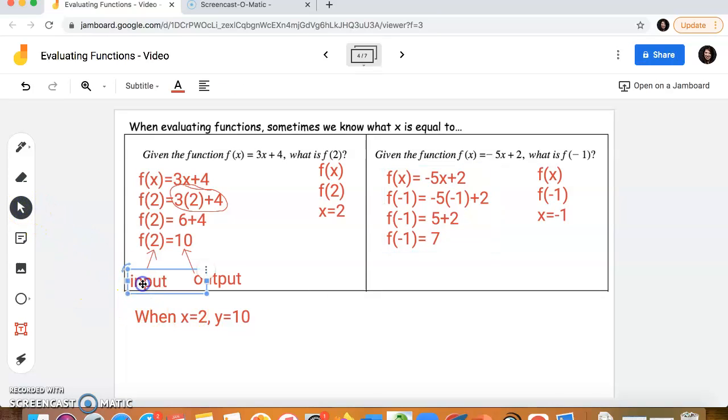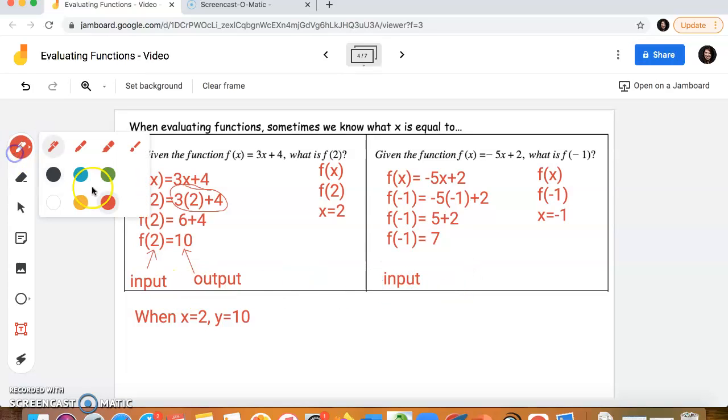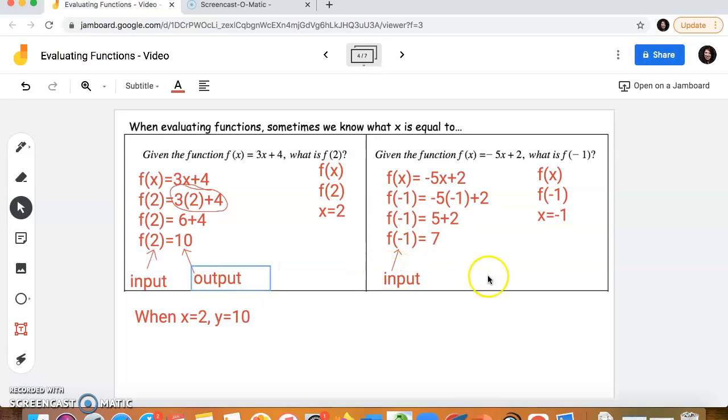So again here, our input is the -1, and our output is the 7. That's what we're saying here. So if you had a function machine and you inputted the -1 into it, then you'd get out a 7. So we're also saying when x equals -1, y equals 7. That's the same thing. All right, if I'm going too fast, feel free to pause the video because I'm moving on to the next slide.